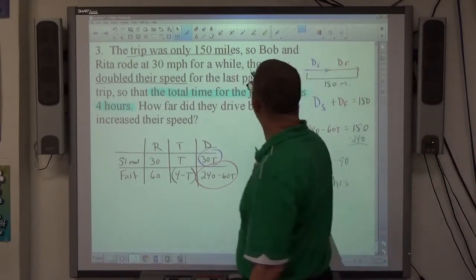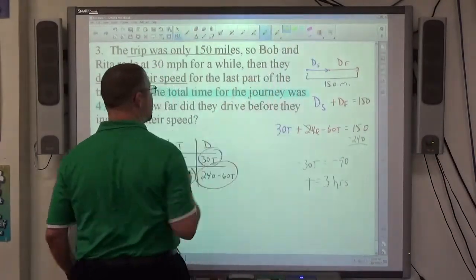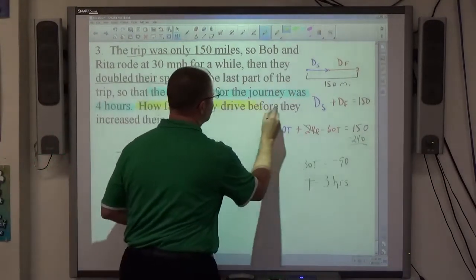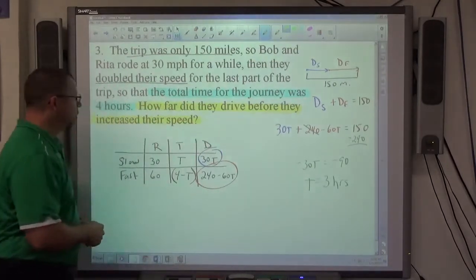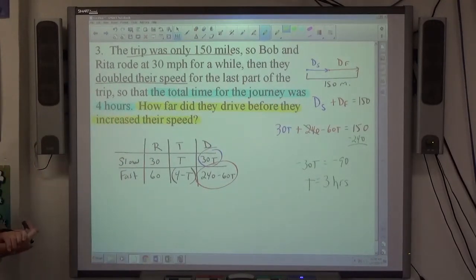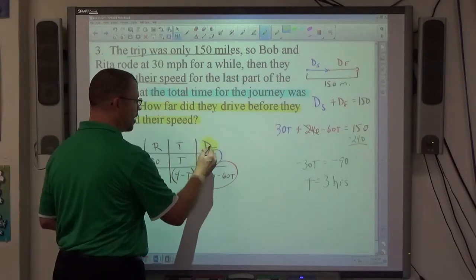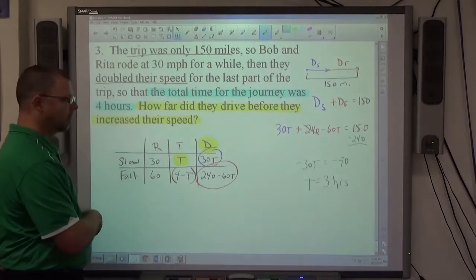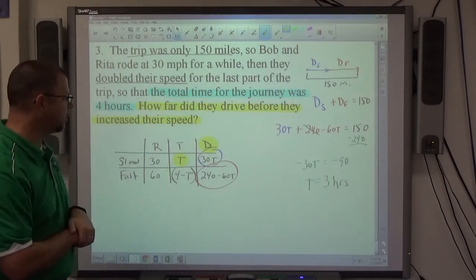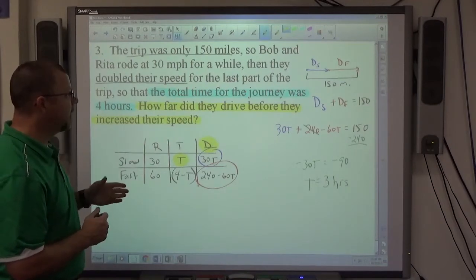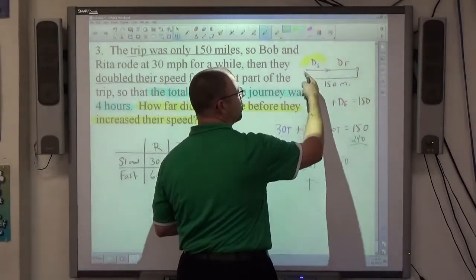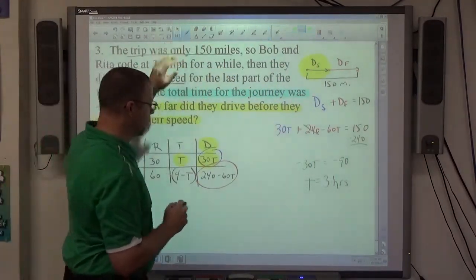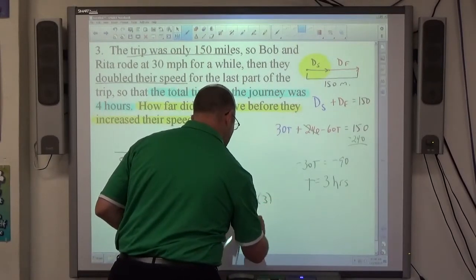Now the question that we have to answer here, because again, every time we do these problems, what we get there is not necessarily the answer to the question. The question is, how far do they drive before they increase their speed? So what you have to ask yourself is, what does that represent? How far is distance? So they're asking me for distance. What I found was time. Specifically, I found the slow time. So that does not answer the question they're asking me. They increase their speed here, so before they increase their speed is right there. So d sub s is what we're looking for, and that's 30 times t. So if I do 30 times 3, I get 90 miles.